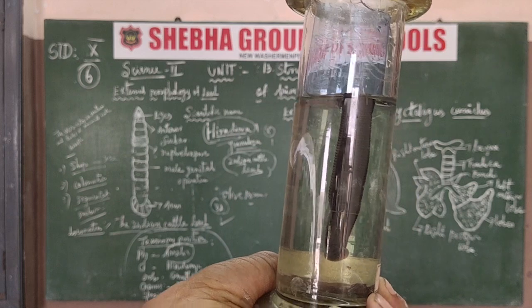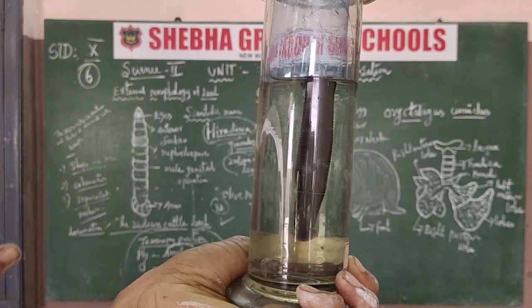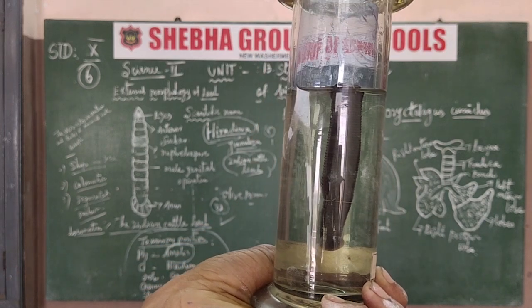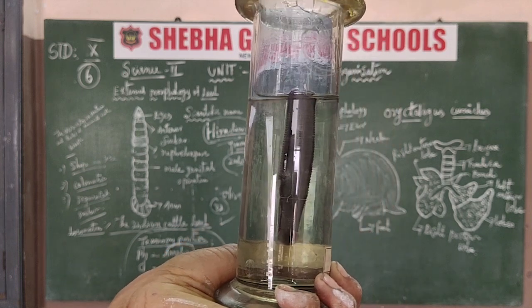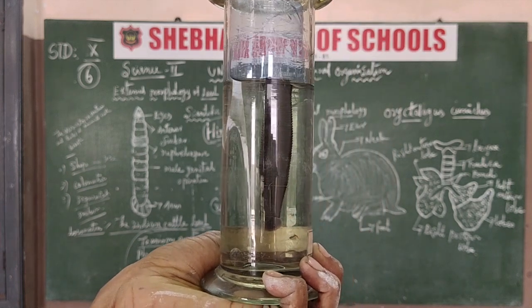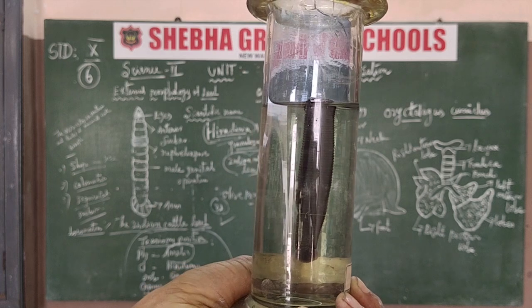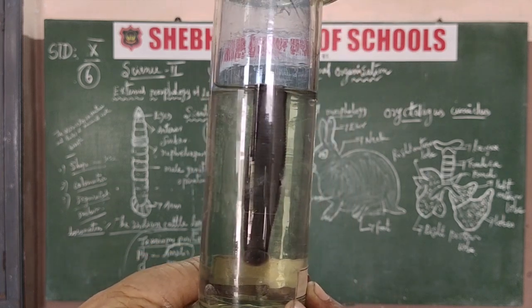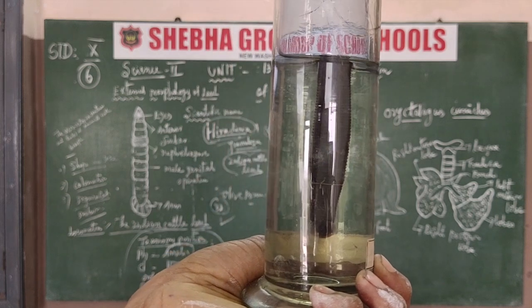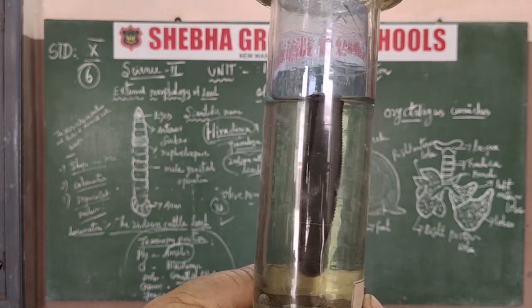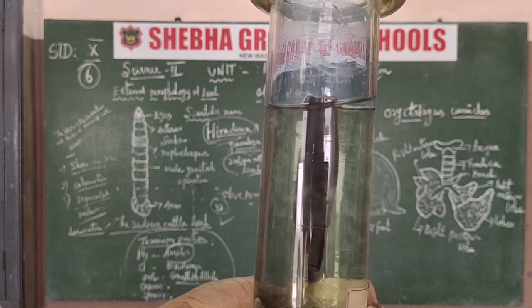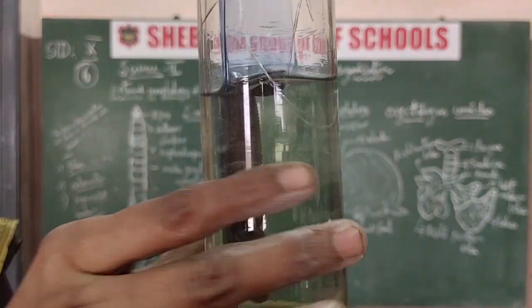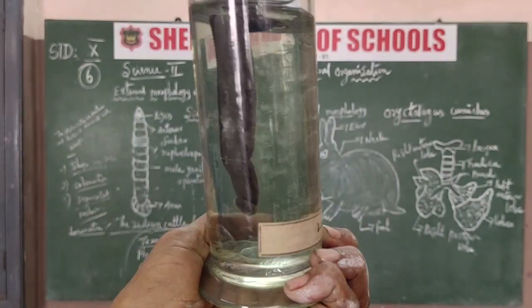As I explained on the blackboard, this is an elongated, cylindrical form. Many segments are present in the body. The Indian cattle leech is Hirudinaria granulosa. There are two sides, the dorsal region and the ventral region.